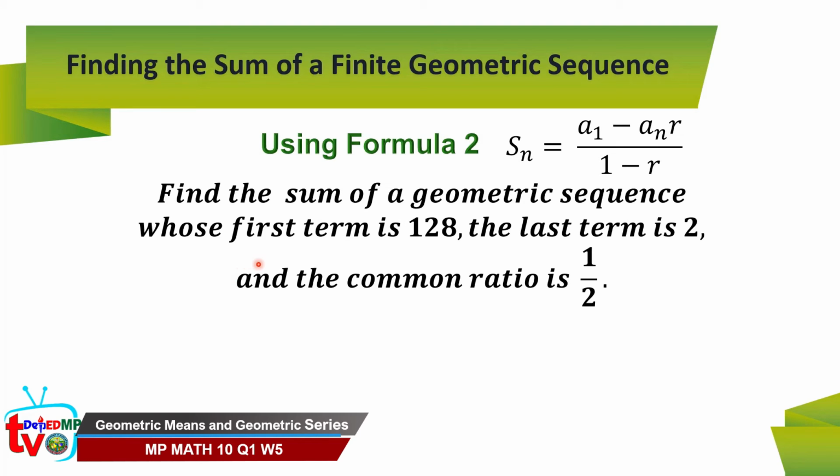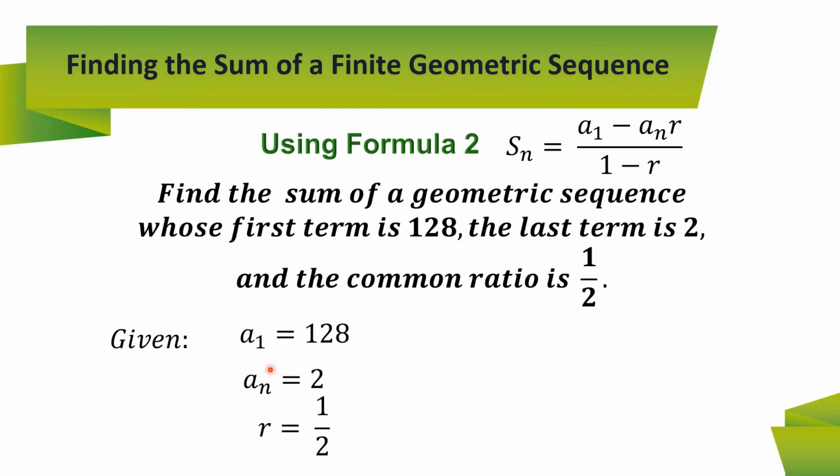Let us find the sum of a geometric sequence whose first term is 128, the last term is 2, and the common ratio is 1/2. We can see here in the problem that the first term, the last term, and the common ratio are readily identified. So, identifying the given values, a sub 1 is 128, a sub n is equal to 2, and r is equal to 1/2. What are we looking for? We are going to solve for the sum of the geometric sequence being described in the problem.